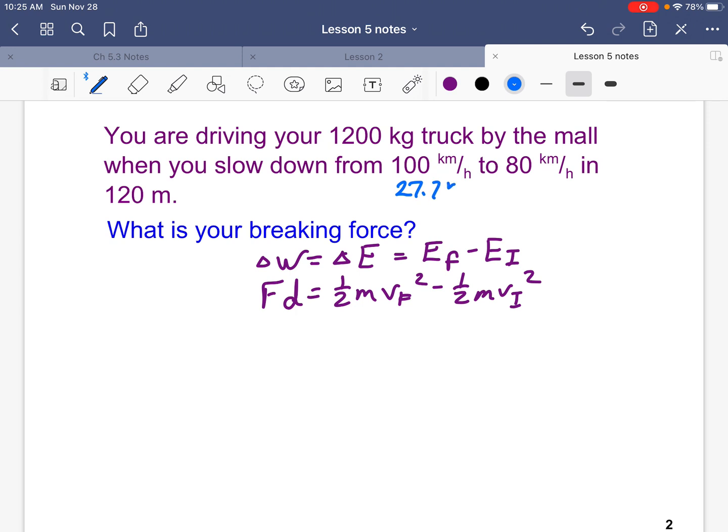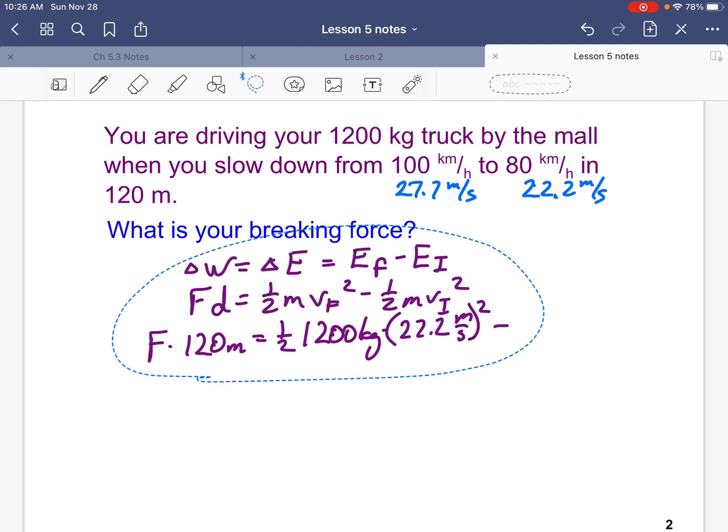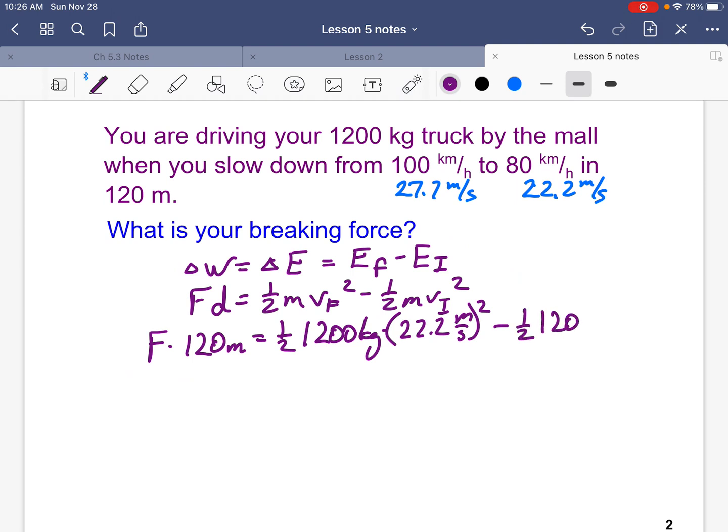Okay, now what were your initial and final speeds? Well, 100 kilometers an hour is 27.7 meters a second. 80 kilometers an hour is 22.2 meters a second. So don't do the rounding up, use these rounding off numbers. Use the correct numbers when you do the calculation. Anyway, so force times 120 meters, 1/2, 1,200 kilograms, times 22.2 meters per second squared, minus 1/2, 1,200 kilograms, times the original speed was 27.7. So, plug in the numbers.